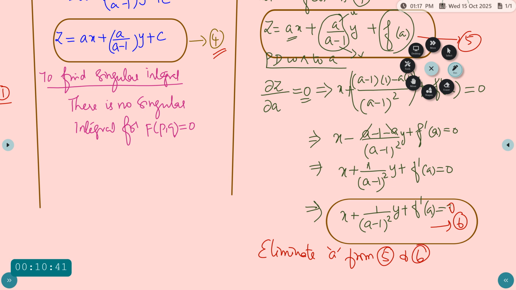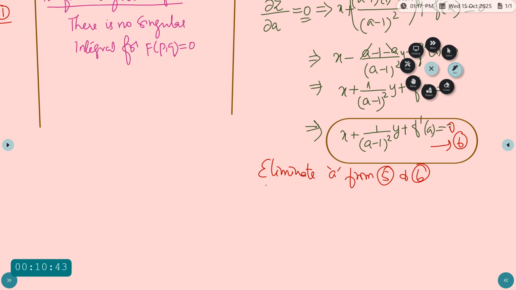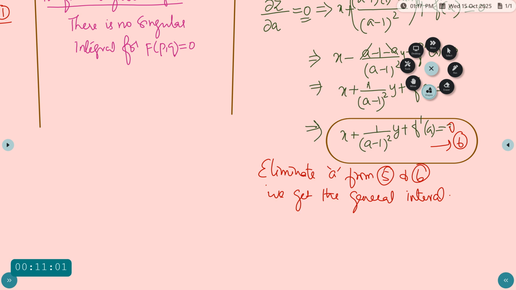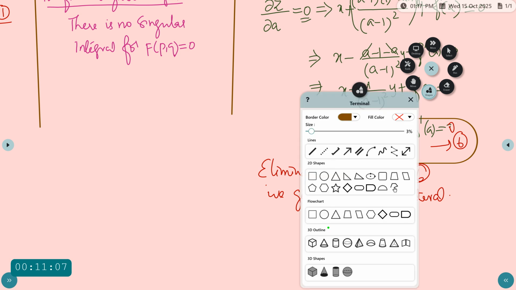We can get the general integral. So no need to eliminate the constant a, just write: eliminate a from 5 and 6, we can get the general integral. This is the solution for the particular PDE in the form f of p comma q equal to 0. This is the solution procedure.